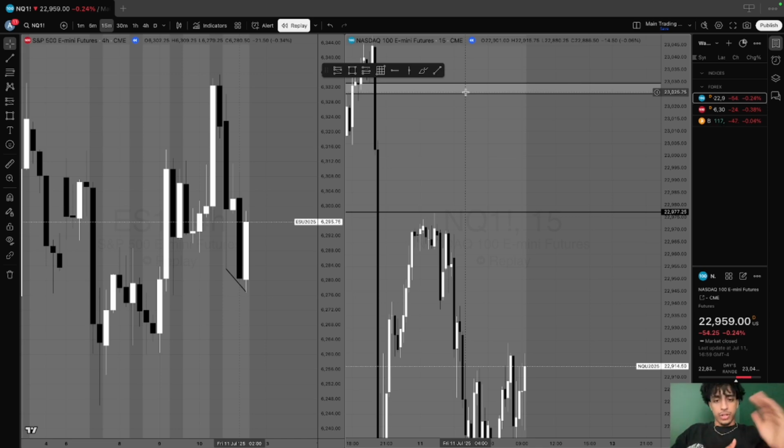Once again, I didn't take the trade. I'm not gonna act like I did, and I will show you where my entry would have been and how I unfortunately did not catch the trade. But this was our 4 hour fair value gap.